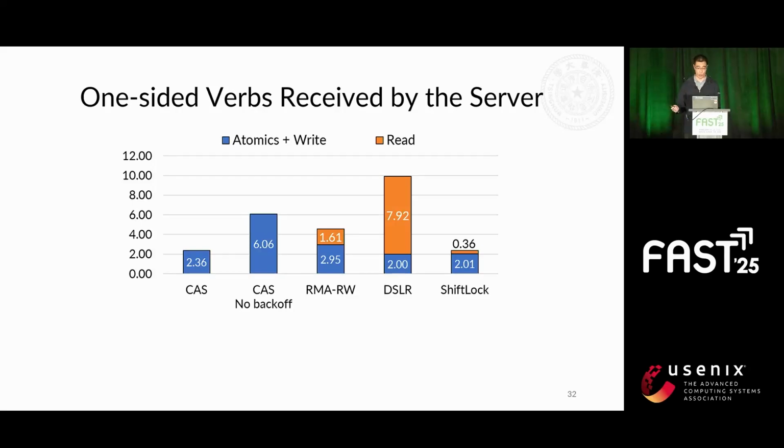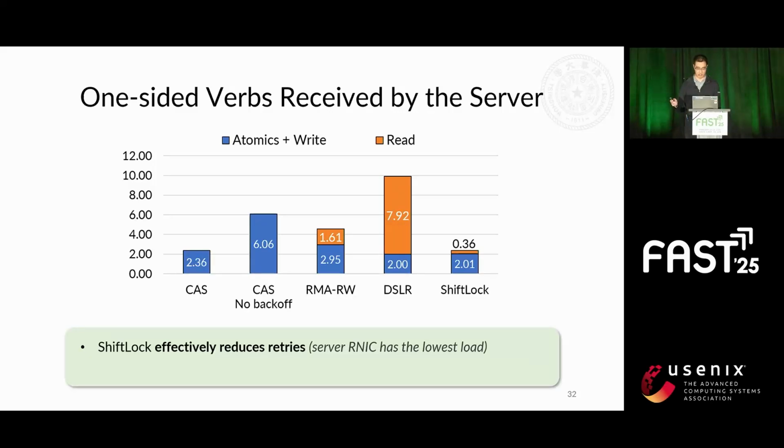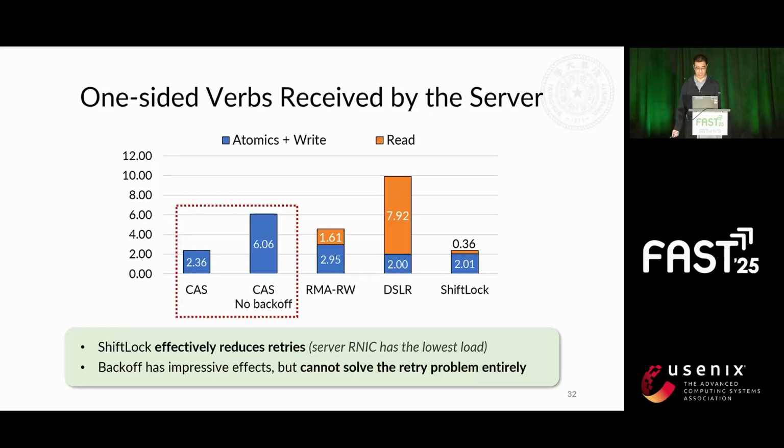By profiling the hardware counters, we find that the reason behind ShiftLock's performance advantage is that it effectively reduces retries and has the lowest pressure on the server-side RDMA NIC. A factor analysis on the CAS lock shows impressive effects of the backoff strategy, which is a conventional mechanism to reduce the number of retries, but also proves that it can only partially alleviate the problem instead of solving it entirely.